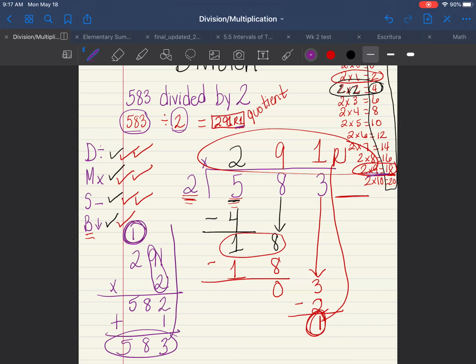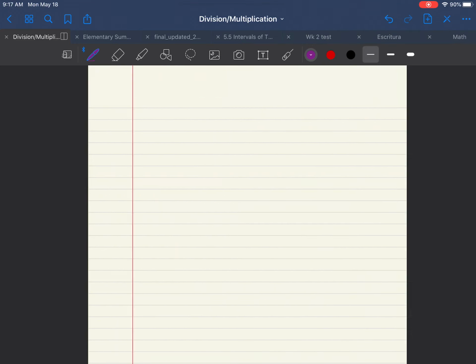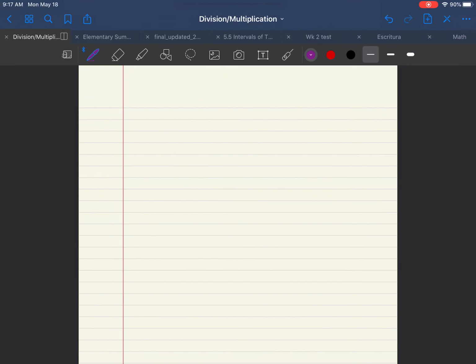Remember, we had a remainder, so we do need to add the remainder. 2 plus 1 is 3. 8 plus nothing is 8. 5 plus nothing is 5. Notice that we had the same dividend, so that means my answer is correct. So now I'm going to go on to problem number 2.